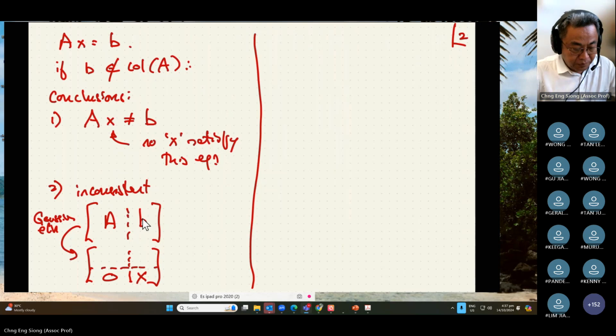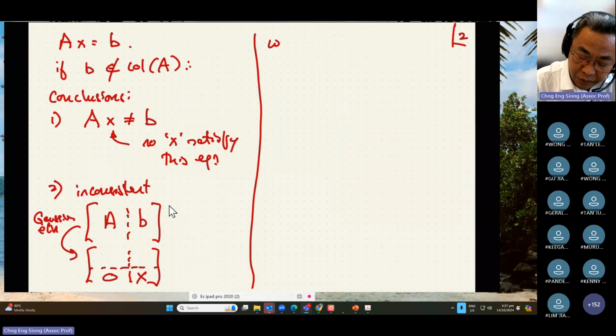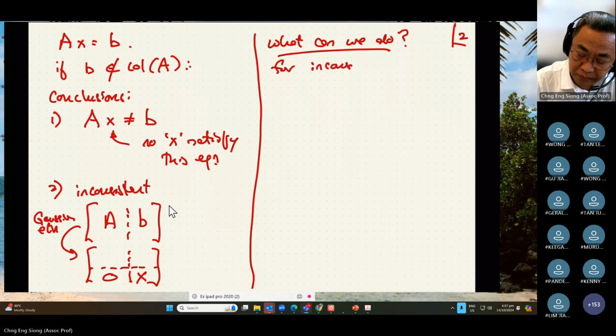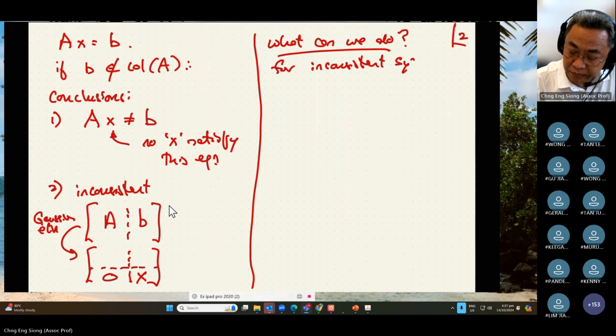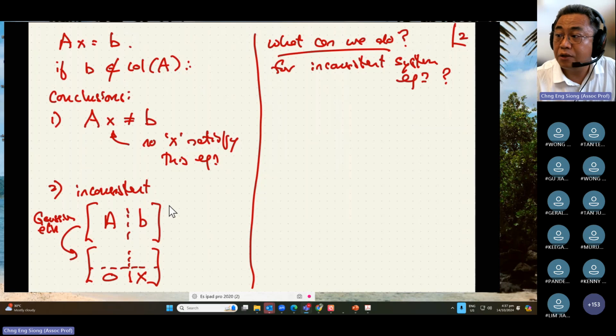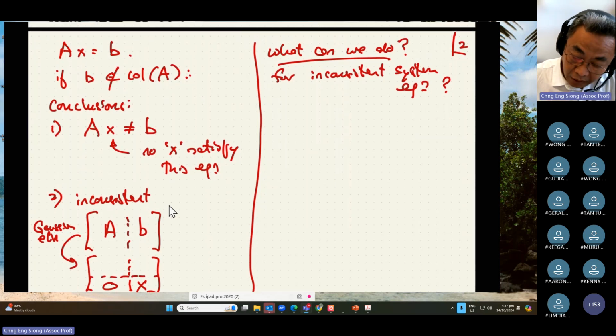Now, then what can we do for an inconsistent system of equations? Find the closest approximation to x. Very good. Outstanding. All right.